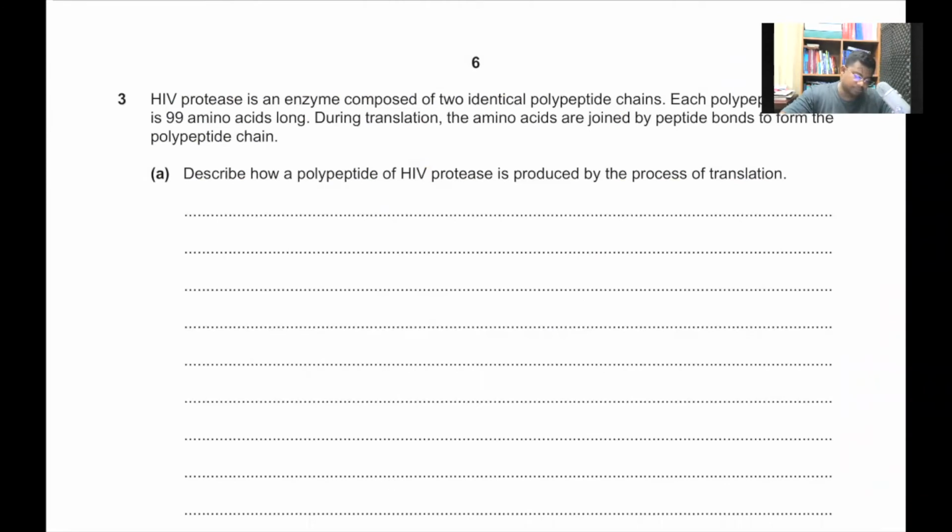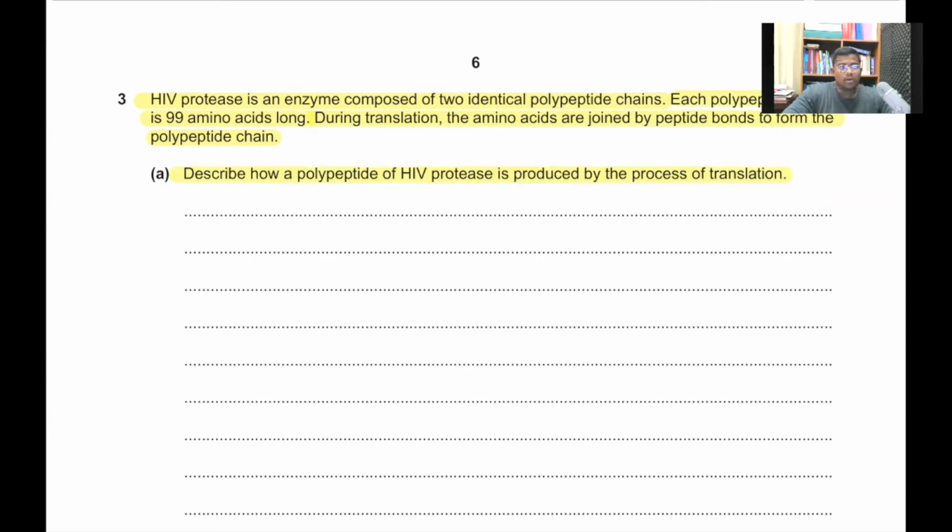Question number 3. HIV protease is an enzyme composed of 2 identical polypeptide chains. Each polypeptide chain is 99 amino acids long. During translation, the amino acids are joined by peptide bonds to form the polypeptide chain. Describe how a polypeptide of HIV protease is produced by the process of translation.